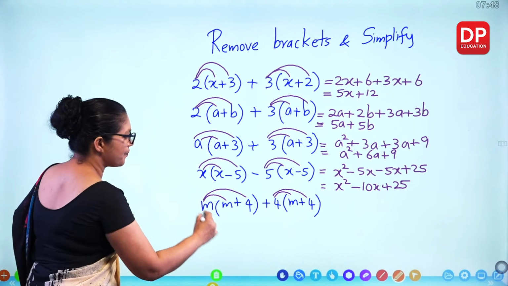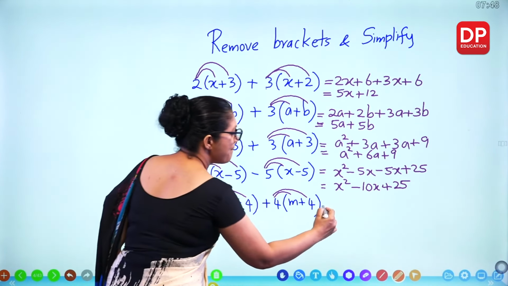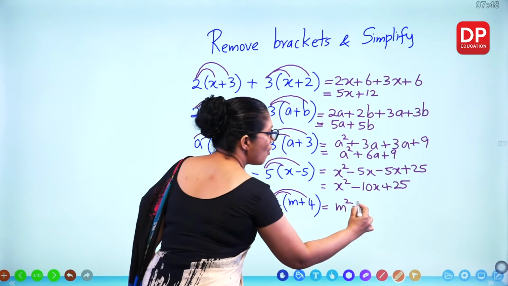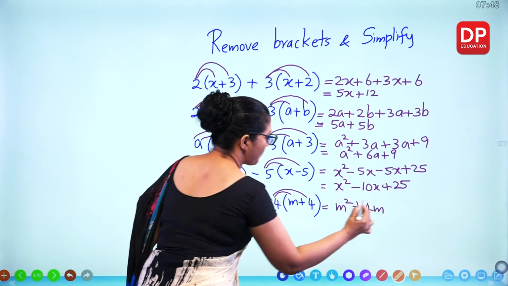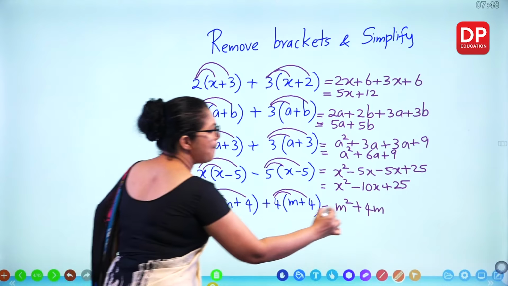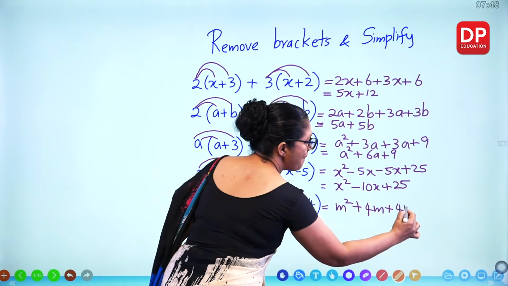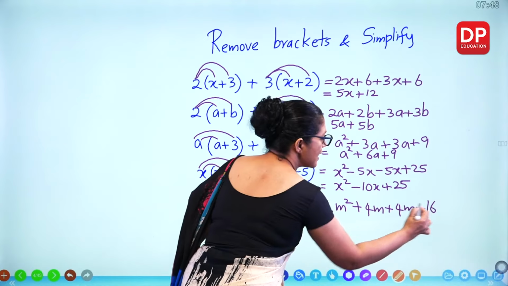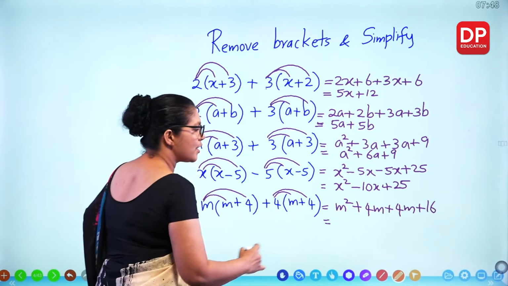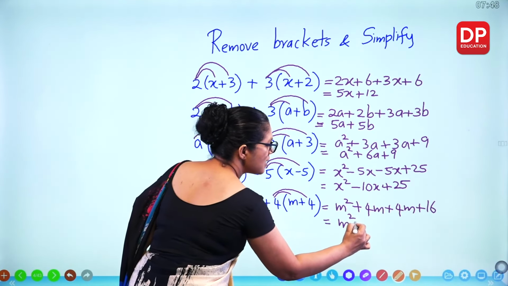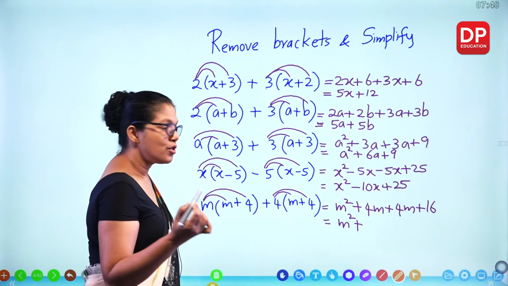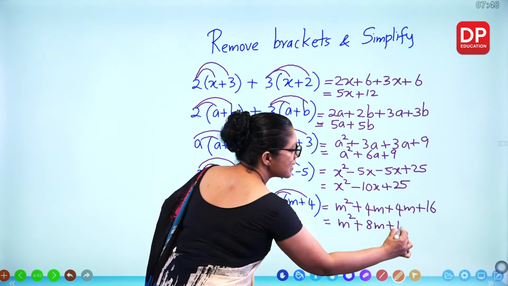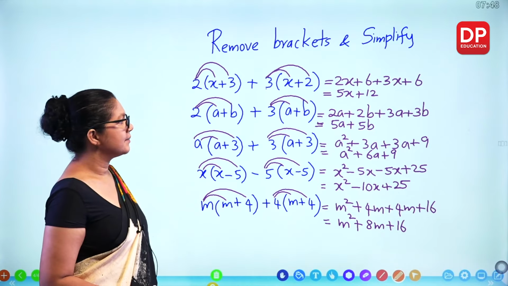This one. M into m, m squared. M into 4, 4m. 4 into m, 4m. And 4 into 4, 16. So when you simplify, you get m squared. 4 plus 4, you get 8. So 8m plus 16.